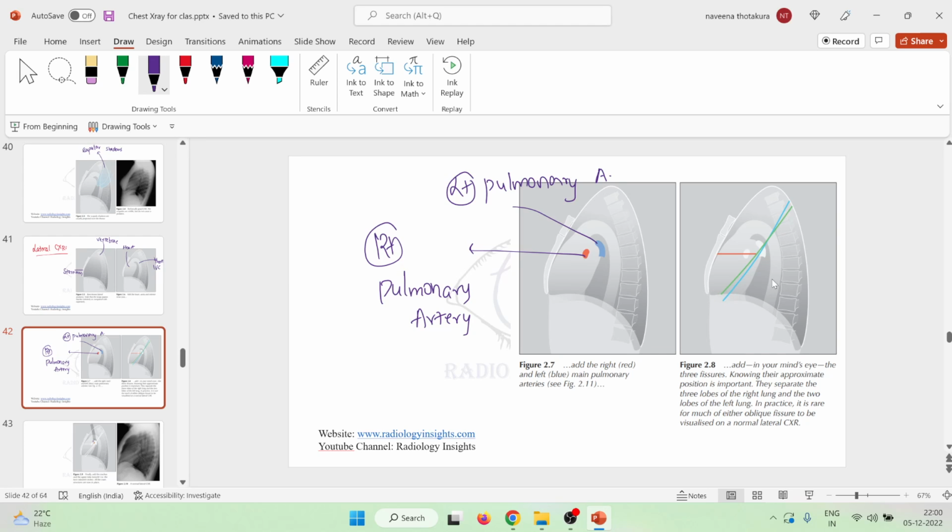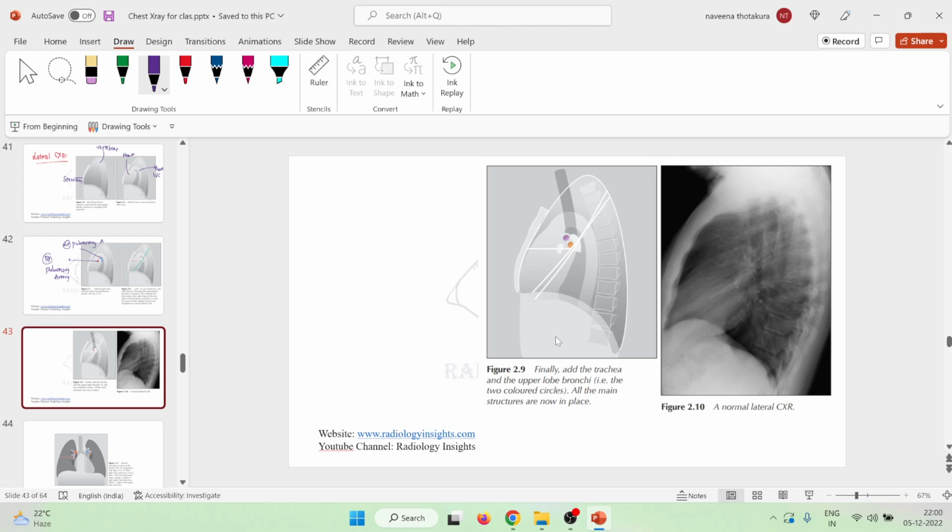oblique fissure and lateral fissure. These are the two lungs, oblique and lateral fissures. You can see oblique and horizontal fissures can be seen. So these are the fissures. Then followed by it, this is the trachea which can be added. So at the end, we get this normal chest X-ray.